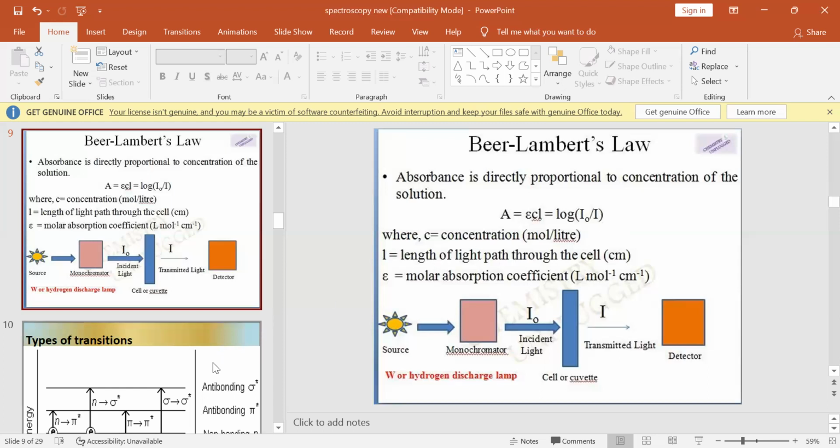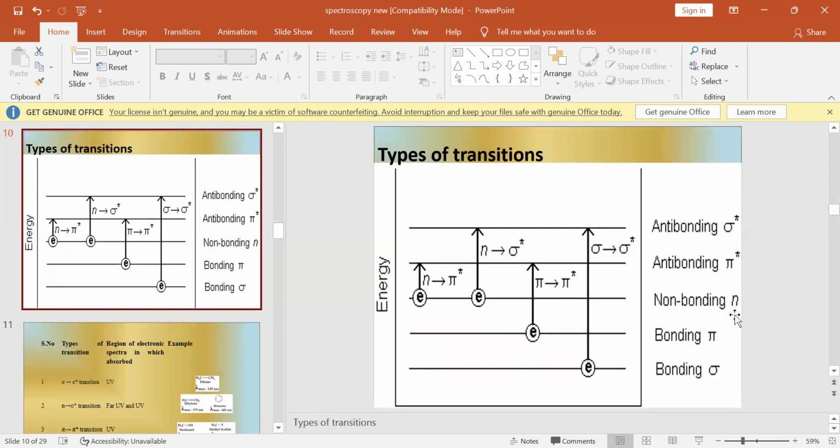In UV visible spectroscopy, electronic transitions are possible. What kind of electronic transitions are possible here? These four electronic transitions only are possible: sigma to sigma star, pi to pi star, n to sigma star, and n to pi star. Here sigma is bonding, pi is also bonding, whereas n is non-bonding, and pi star and sigma star are anti-bonding.